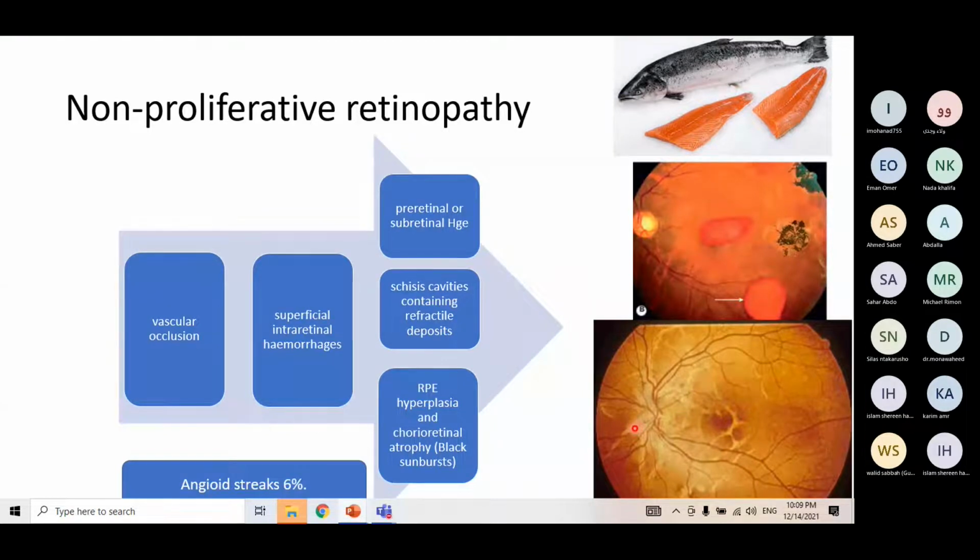The angioid streaks, whenever you find them, think about pseudoxanthoma elasticum, or think about Paget disease of the bone, or think about hemoglobinopathy, and sickle cell is one of them. And of course, the main complication of those angioid streaks is that they may cause secondary CNV formation.